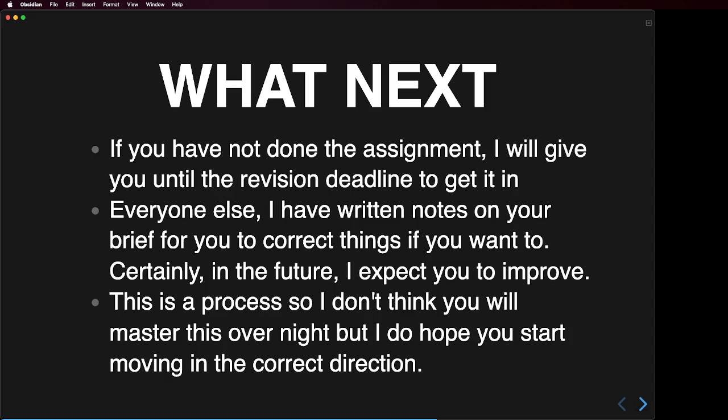So first off, what next? If you have not done the assignment, I'm going to give you some extra time to get it done, but you need to get it in. Everybody else, if you have done the assignment, thank you for doing that. I have written notes on your briefs within OneNote for you to correct things or look at things if you want to.